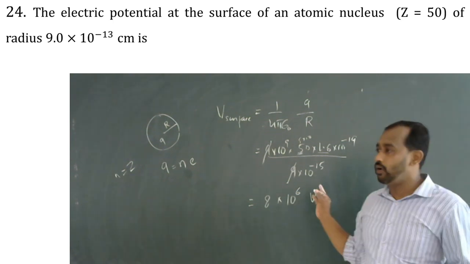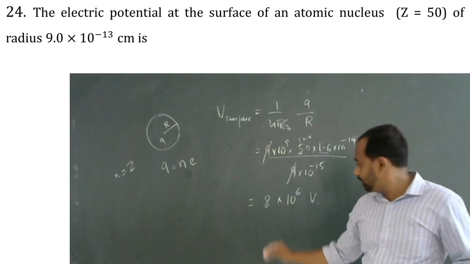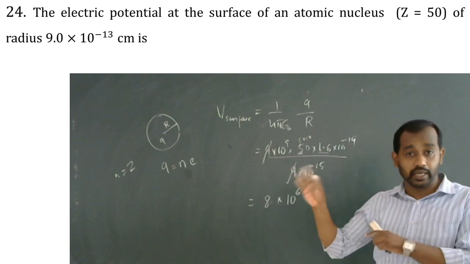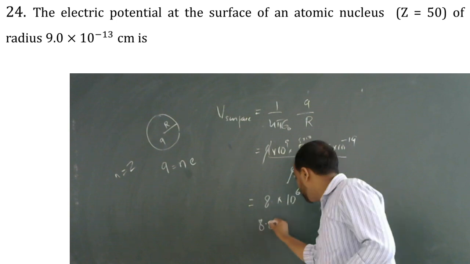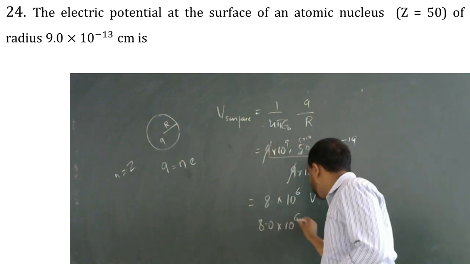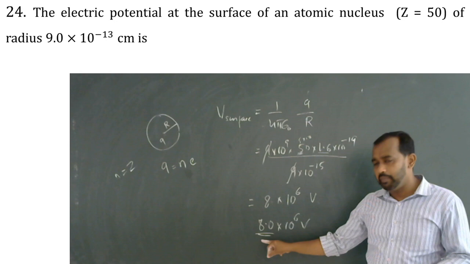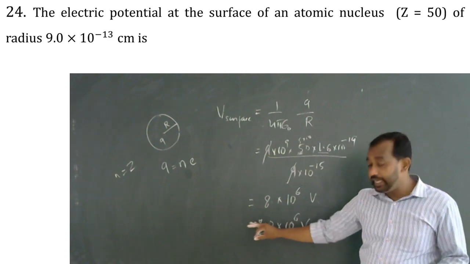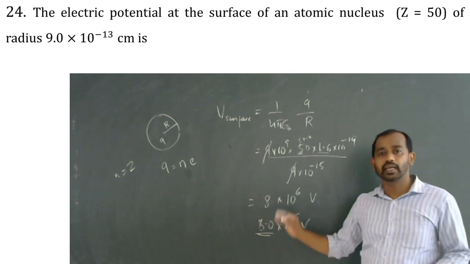But since we are following the correct number of significant digits, if two options were given, like 8 into 10 raised to 6 volts and 8.0 into 10 raised to 6 volts, this should be the correct answer, even though mathematically they are the same. This is also a correct value, but not correct in significant digits.